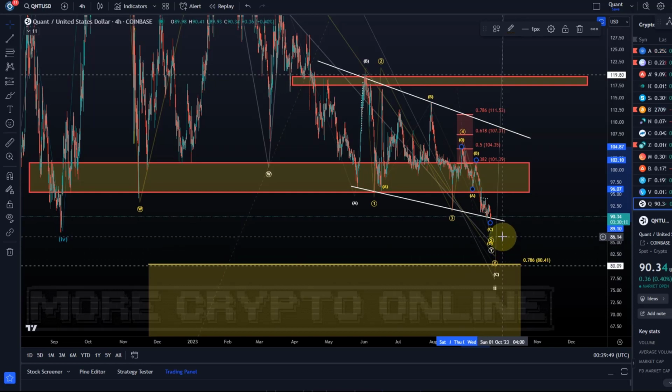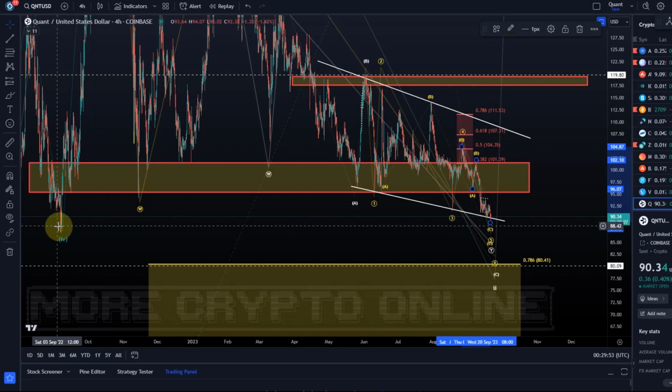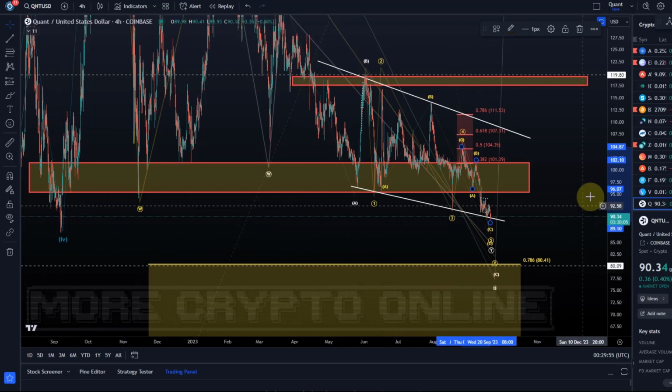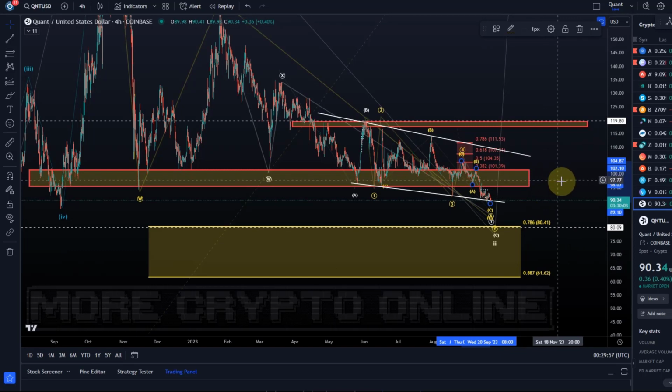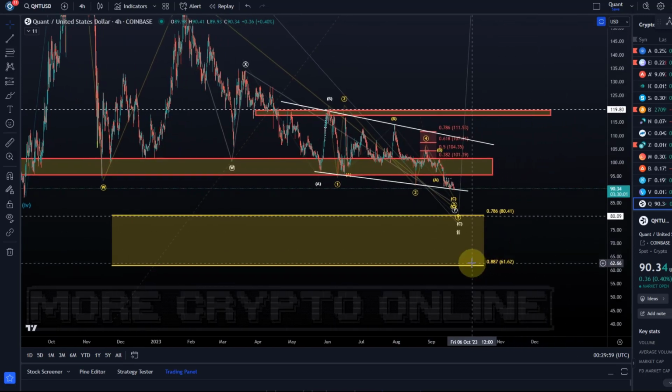And again, therefore, I'm still watching here the $87 next, which is the previous wave 4 low. And then the $80 level. That's the 78.6 retracement. Below that level, I still have $61 as potential support. But ideally, the price does not break below the $80 level. If it does that, then we've got $61.